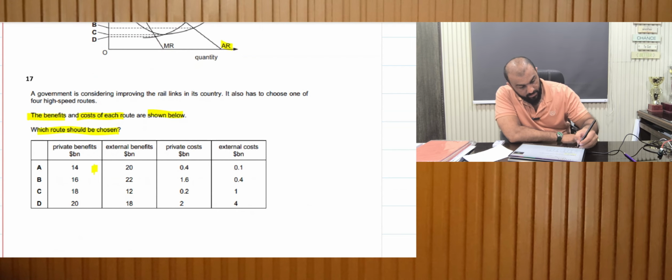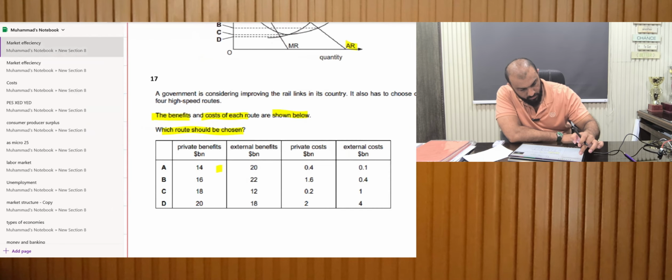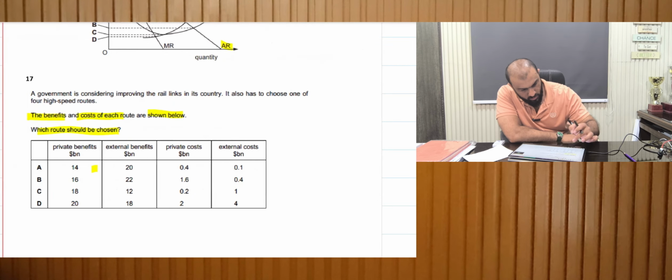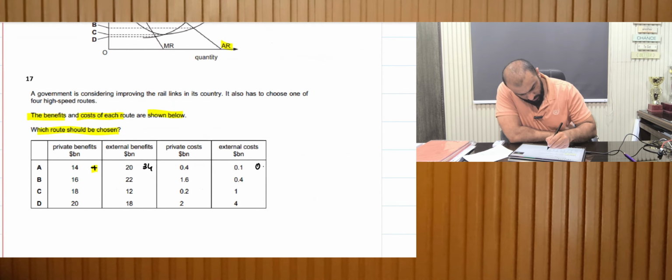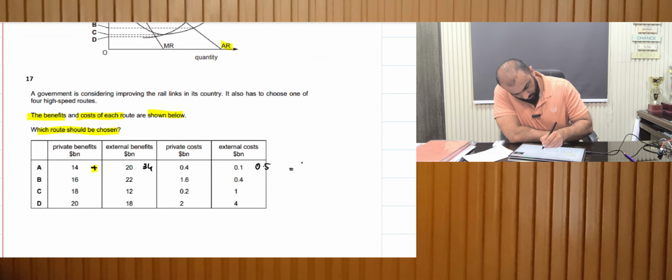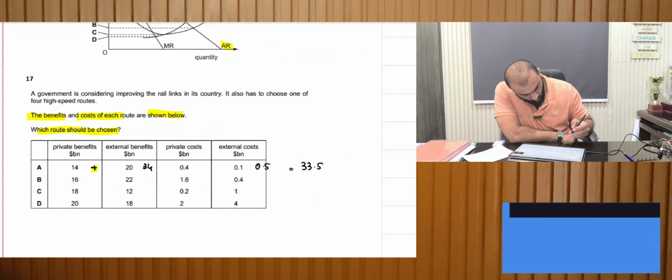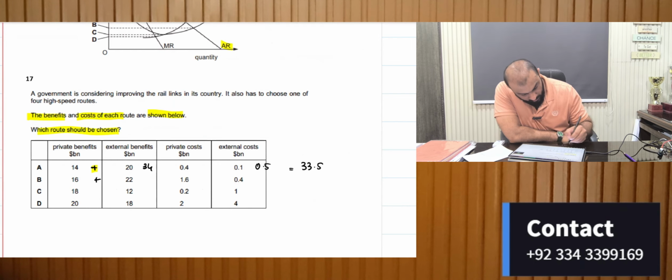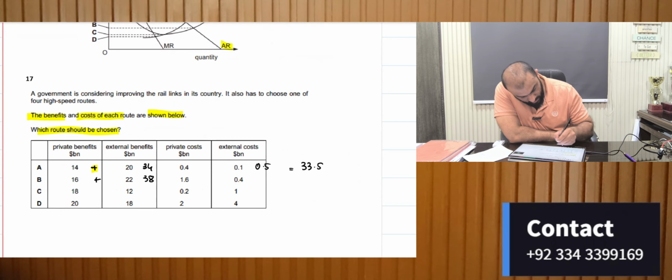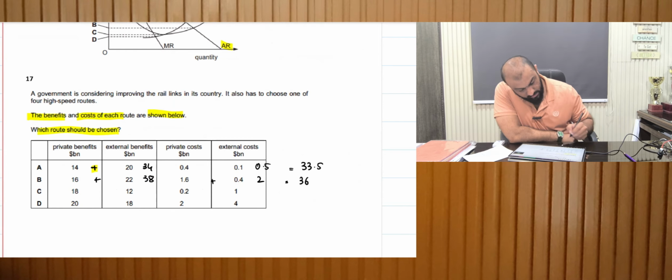So let's sum them. Let's add them all. This becomes 34. This becomes 0.5. The net difference becomes 33.5. And solving for all, we'll have to solve for all, there is no other way. So this becomes 38 minus 2, this gives me 36.